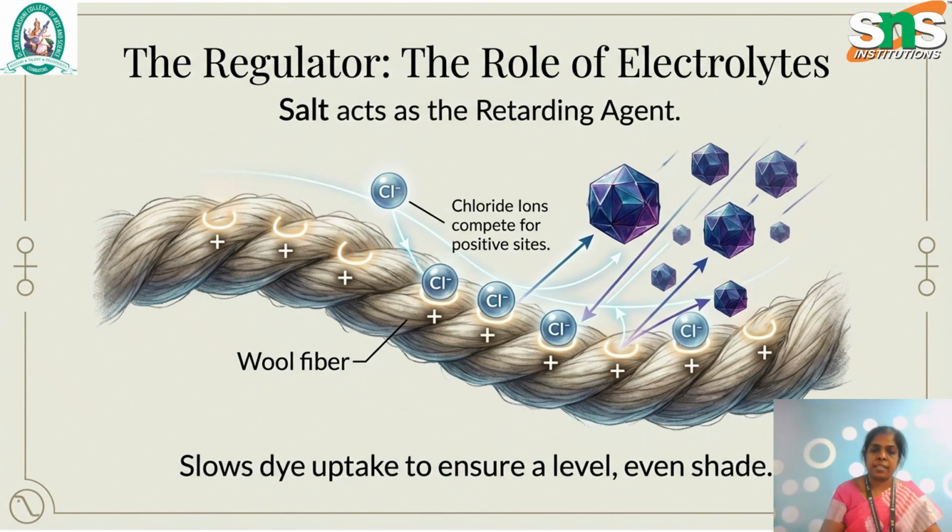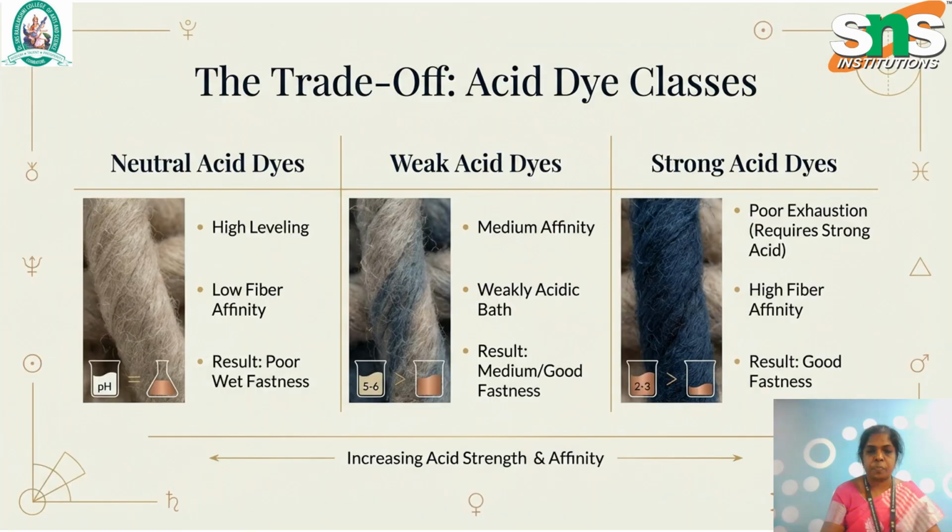What is the role of electrolyte, that is, sodium sulfate here? The salt acts as the retarding agent. Once the chloride ions are released from the dye, they get attracted towards the positively charged wool fiber. So it may result in uneven dyeing, so to ensure level dyeing or even shade, slow dye uptake is required, because all of a sudden all the dyes should not get fixed in one particular portion. So in order to maintain even shade, we use sodium sulfate as the retarding agent. Either sodium sulfate or sodium chloride is used.